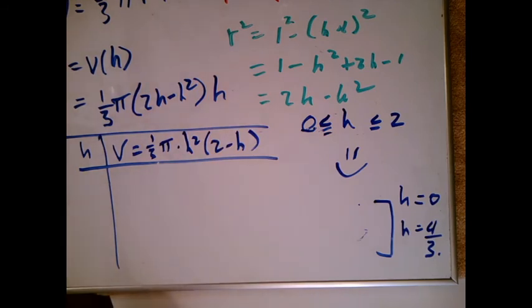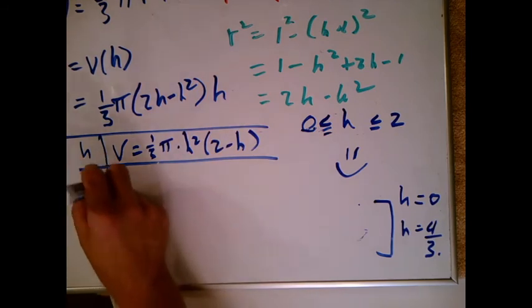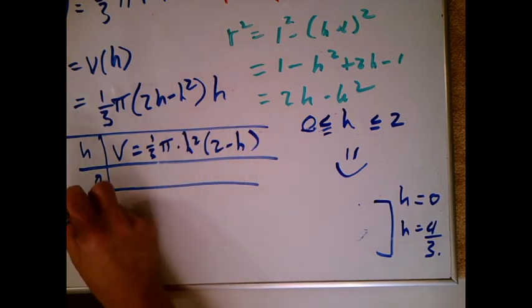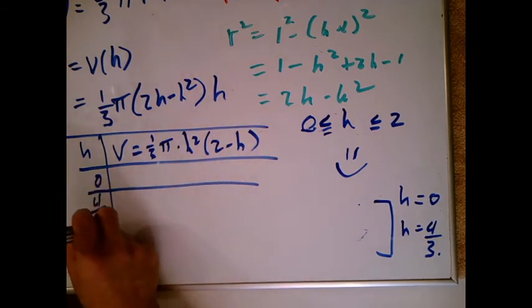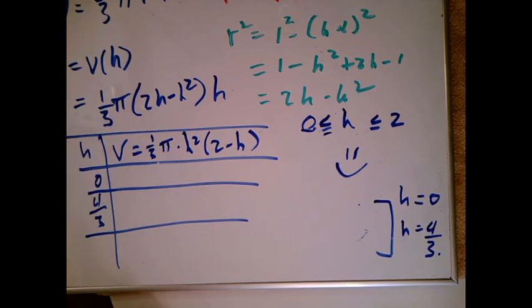Now what am I supposed to put there? I'm supposed to put our critical points, 0 and 4/3, and I'm supposed to put our endpoints. Well, 0 is also an endpoint, so it's already there. And then I put 2. Now what am I supposed to do? I'm just supposed to plug those numbers in.